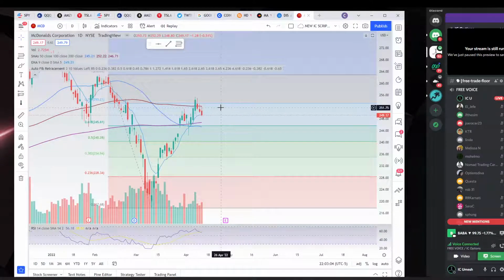MCD, look at that. That was a pure rejection at this 100 SMA today, which is at 252.22, and it is sitting right on this 90 EMA. So this is a very nice one actually. If you have a really tight range here, you can play the break above or below, you can make nice money on it.